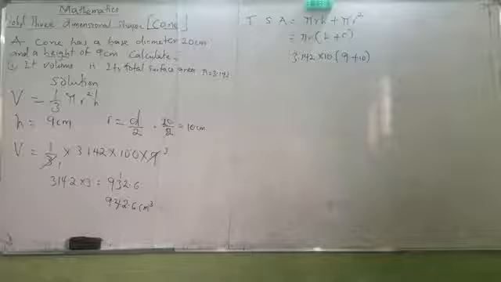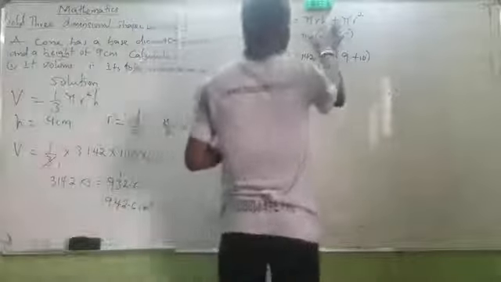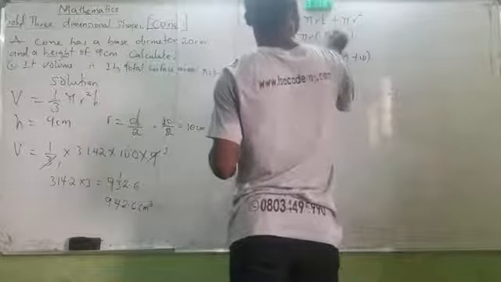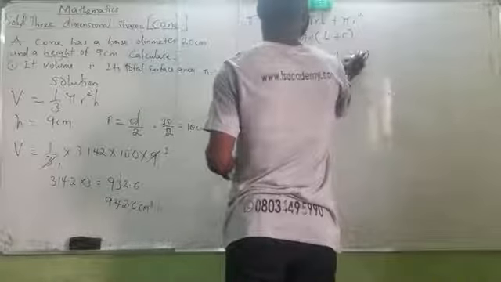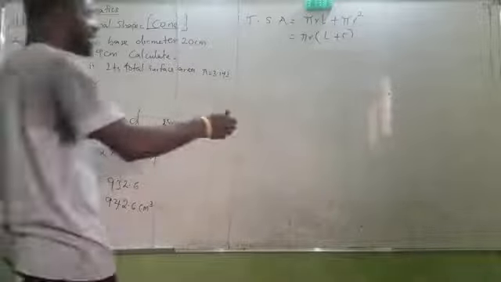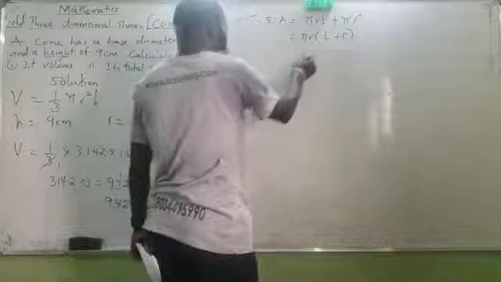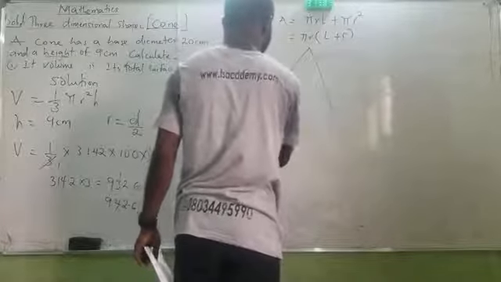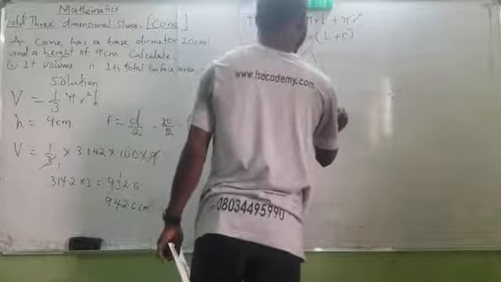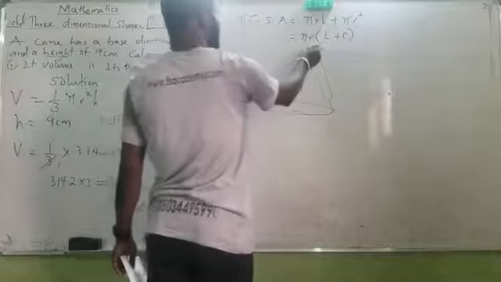Oh, there is a mistake. Thank God though, I just need to mark. This is a slant height. This is a slant height, sorry. It means all what I just did is wrong. Now, I need to generate my slant height. Let me quickly draw the cone. This is how the cone will be looking like.